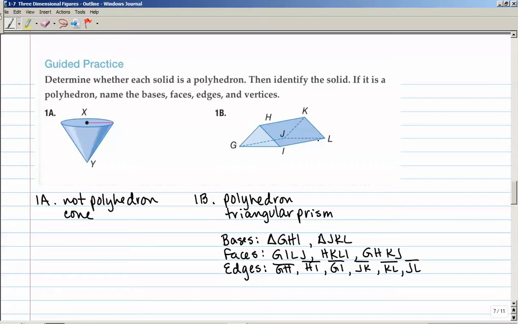And then I have the edges that kind of join the rectangular planes. So IL, HK, and then the one in the back, GJ. And I think that's all of the edges. And then the vertices are the points. So that would be point G, H, I, J, K, and L. Okay?